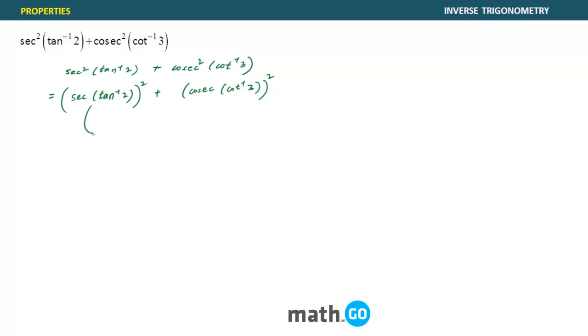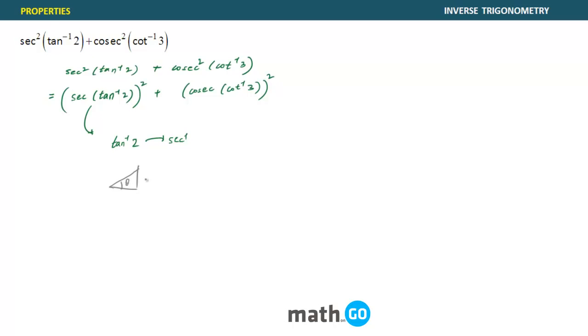Now you need to find secant of tan inverse 2. That means you need to convert tan inverse 2 into secant inverse form, which we just studied how to do. So let's quickly do it and convert this into a triangle.